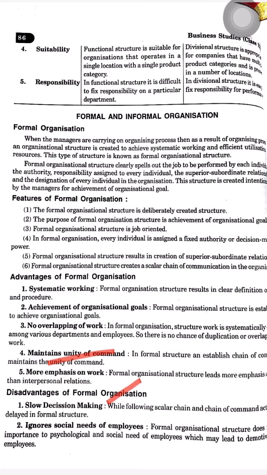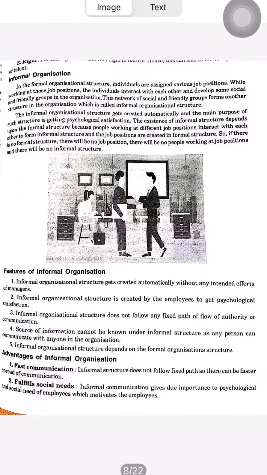What is the disadvantage? Slow decision making. We have to think, or management has to think a lot before giving the authority to everyone. Then ignoring social needs of employees. Any social needs of employees will be ignored.